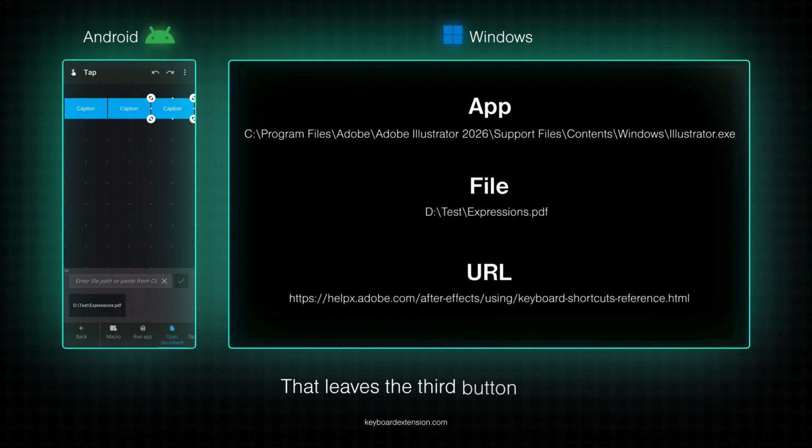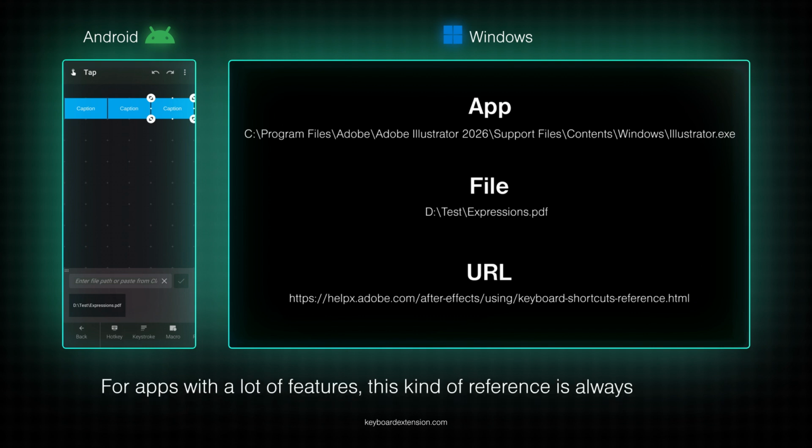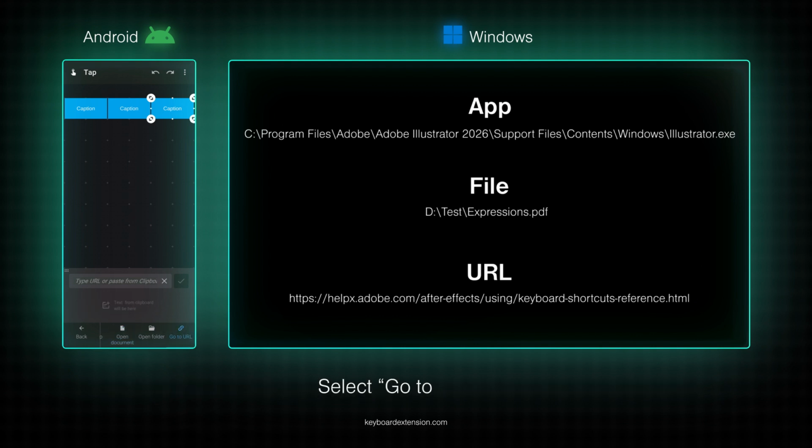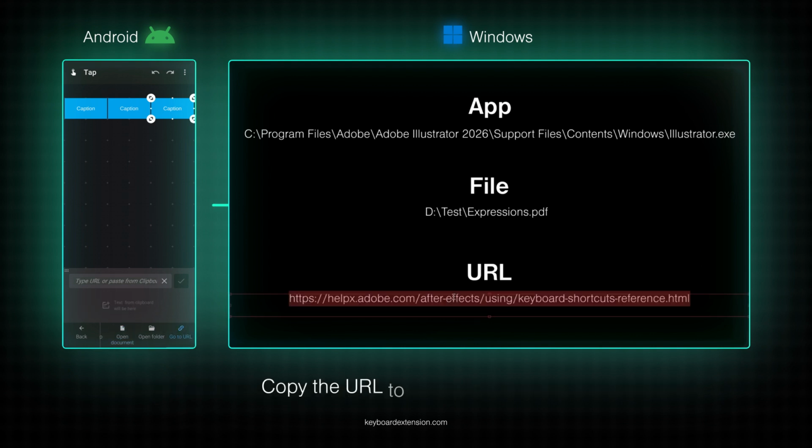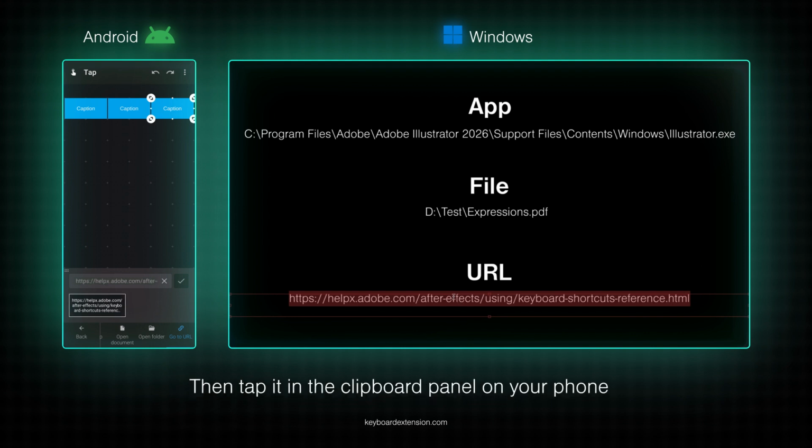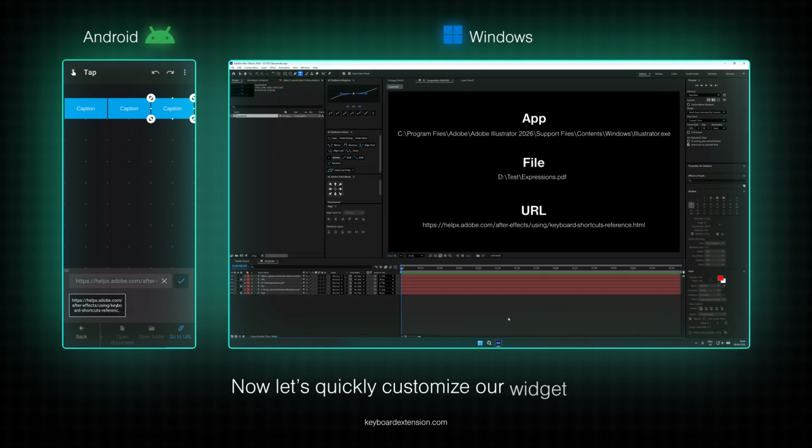That leaves the third button. It will take you to Adobe's official website, where all After Effects keyboard shortcuts are listed. For apps with a lot of features, this kind of reference is always helpful. Select Go to URL. Copy the URL to your computer. Then tap it in the clipboard panel on your phone. Tap the checkmark. Done.